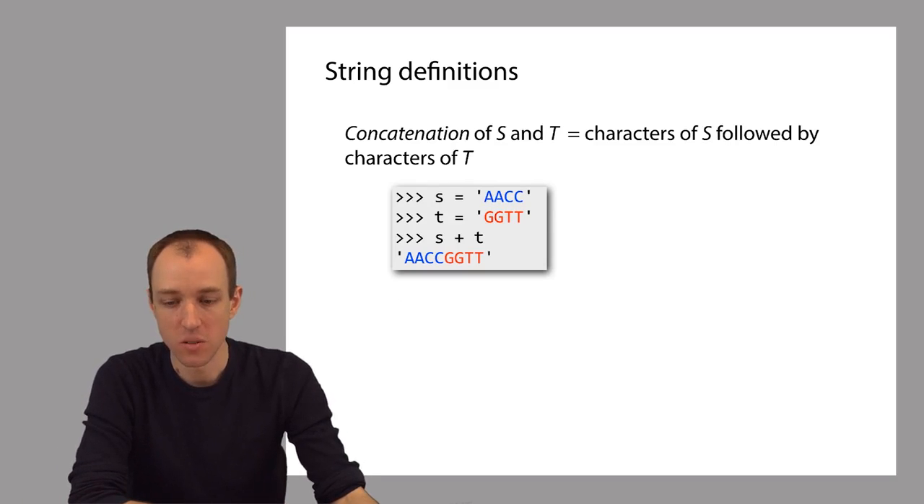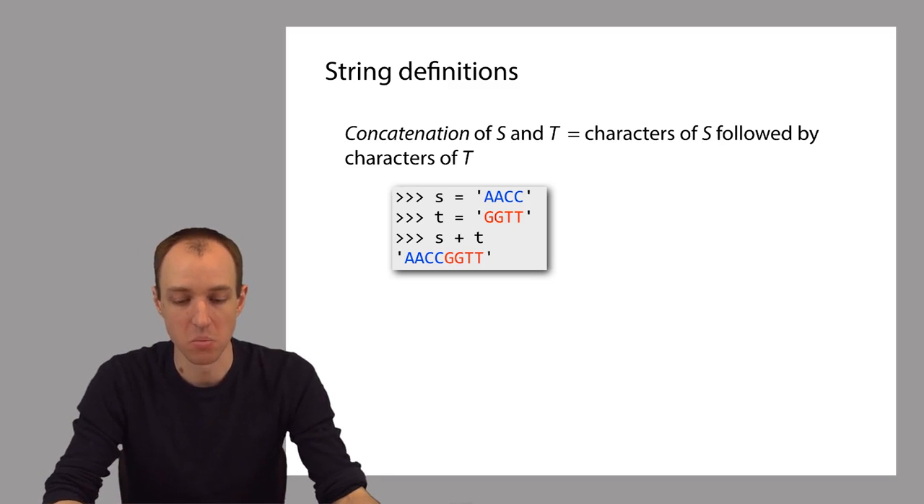The concatenation of two strings consists of the characters of the first string followed by the characters of the second string. So we're just gluing the two strings together. In this example, S followed by T. And in Python, we can use the plus operator to concatenate two strings.